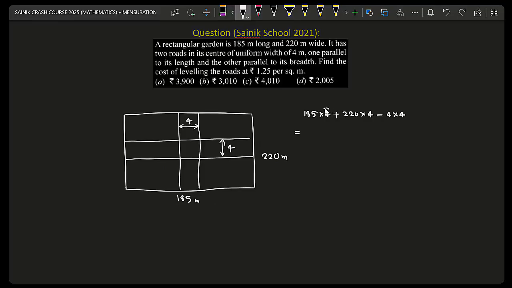Actually, there is a common factor 4 you can see everywhere, right? Can't we use the distributive property? Yes, sir. 185 plus 220 minus 4, then multiply by 4. So this is the area. Now, I want to find the total cost. To find the cost, that should be multiplied by 1.25. First, let us simplify this. 185 plus 220.